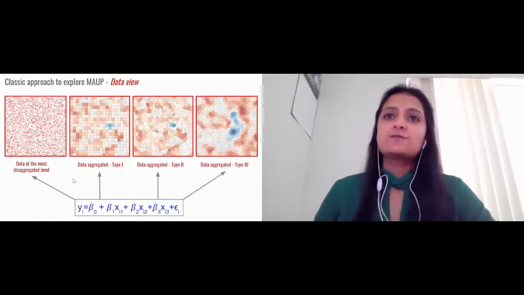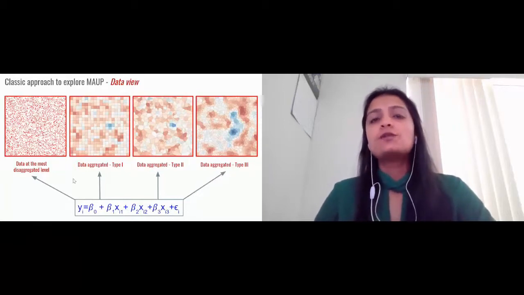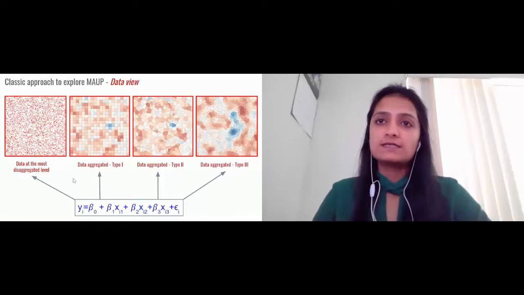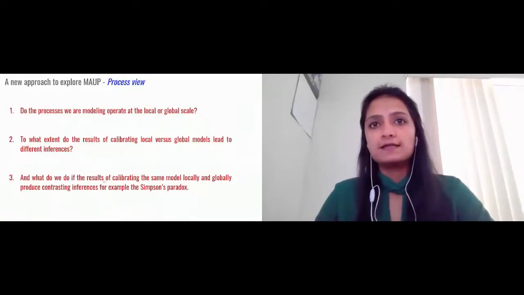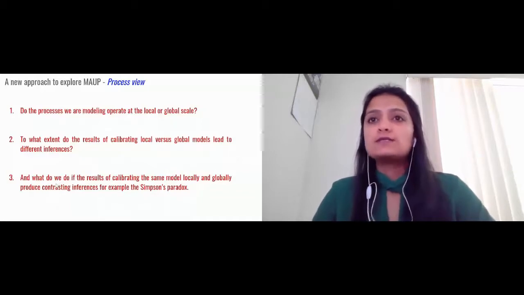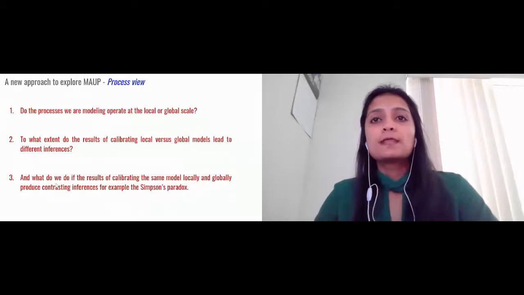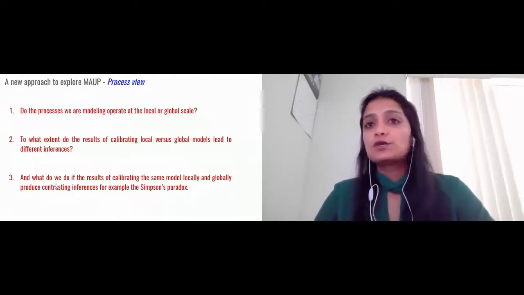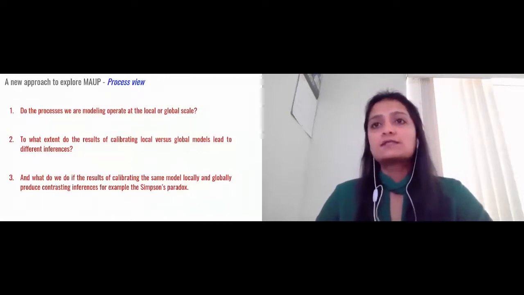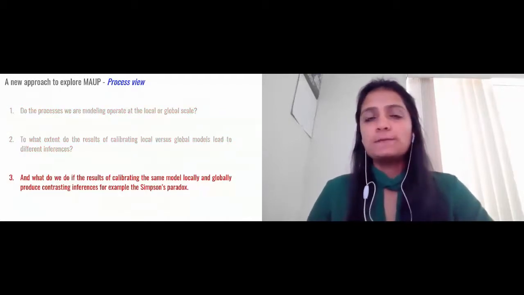The claim in this presentation is that in the era of local models, the question of scale should now be refocused on processes. So do the processes we are modeling operate at a local or global scale? To what extent do the results of calibrating local versus global models lead to different inferences? Specifically, what do we do if the results of calibrating the same model locally and globally produce contrasting inferences? For example, Simpson's paradox. I will talk more about the last question today to keep it short.